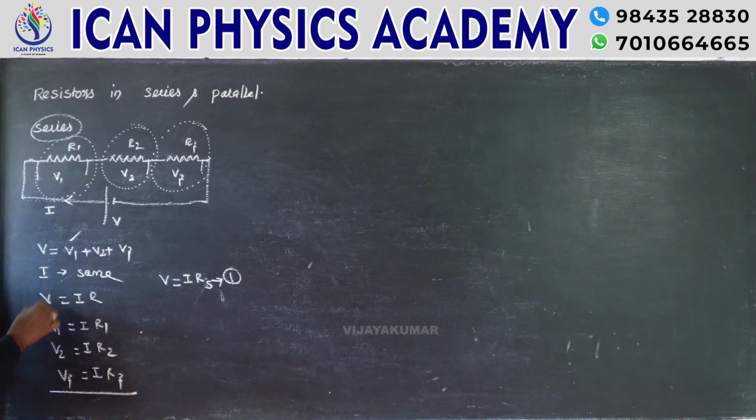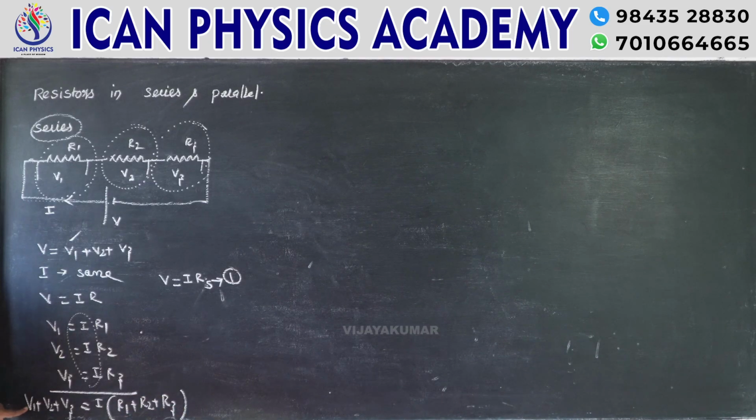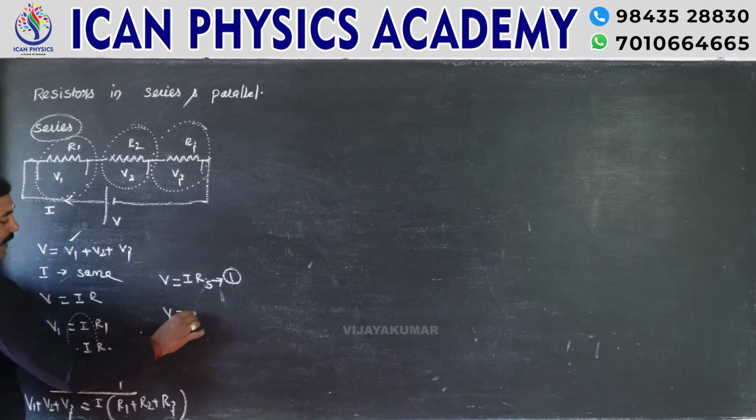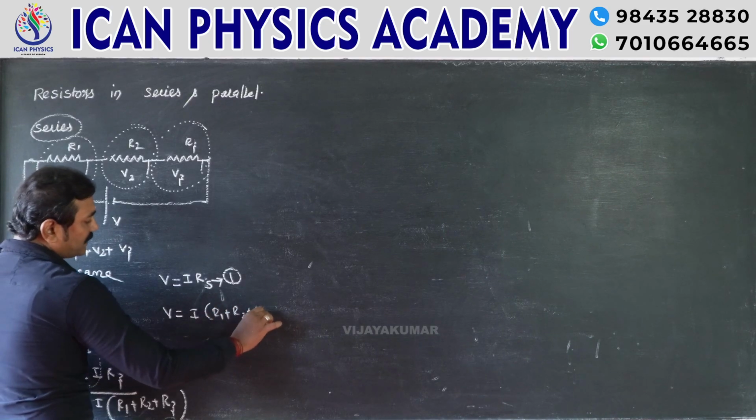Now you can add. V1 plus V2 plus V3 equals, with I taken as common, I into R1 plus R2 plus R3. Now, instead of V1 plus V2 plus V3, we can write V. So V equals I into R1 plus R2 plus R3.